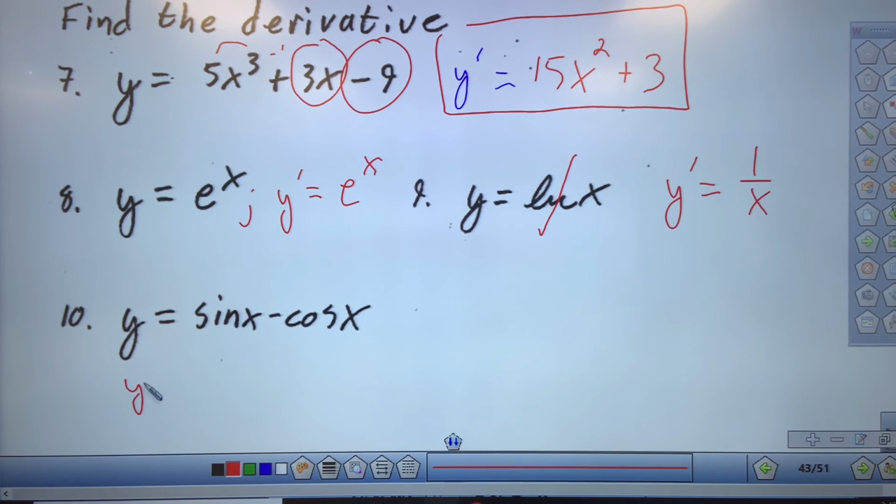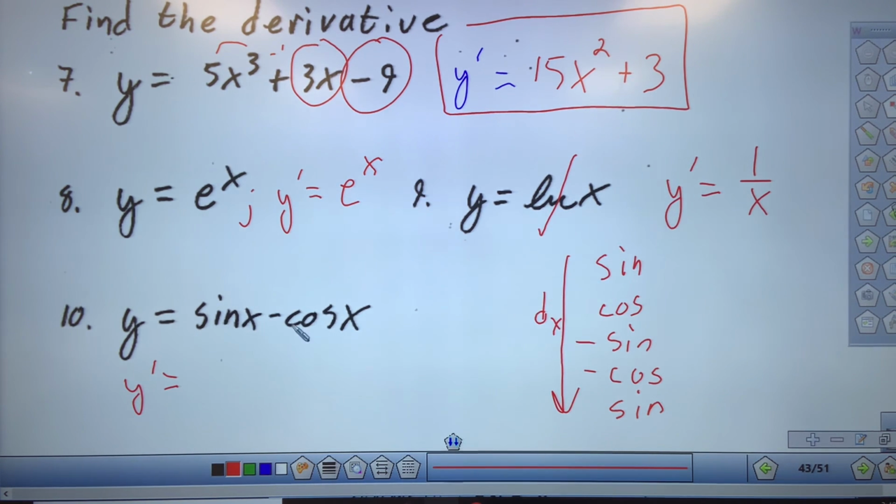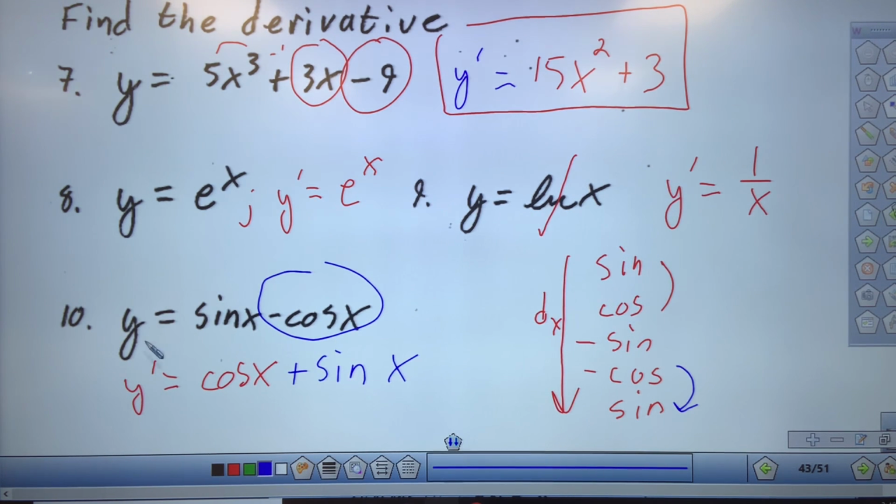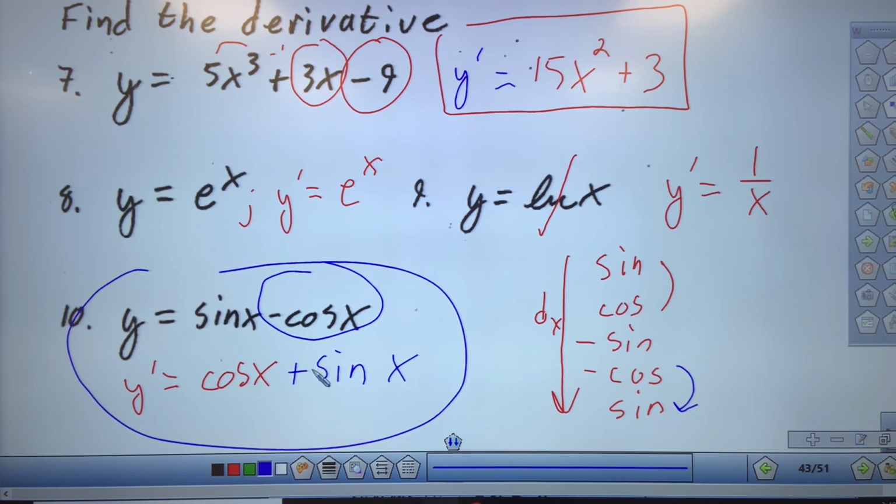Trig derivatives, y prime, you're going to want to use your trig chart. So sine, cosine, negative cosine, and sine. And these are derivatives going down. So the derivative of sine x, I just go down 1, it's going to be cosine x. The derivative of negative cosine, I go down 1, it's going to be plus sine. That's a very brief look at calculus.